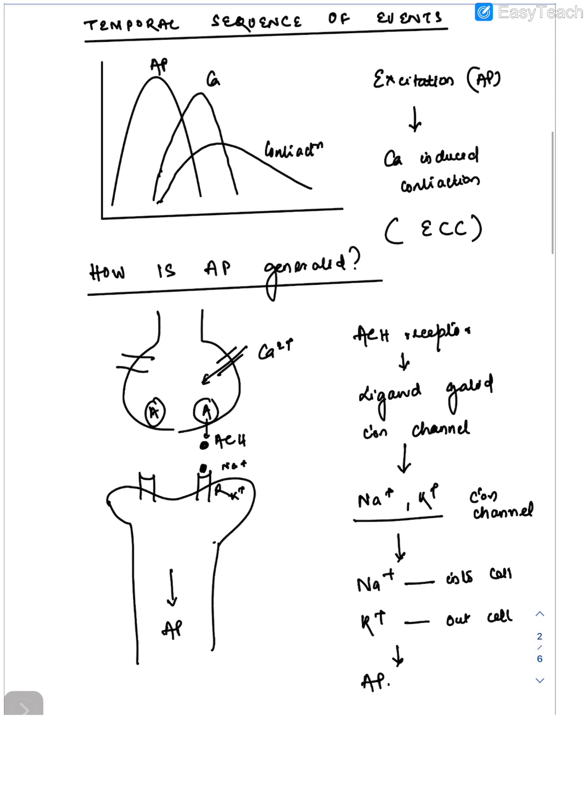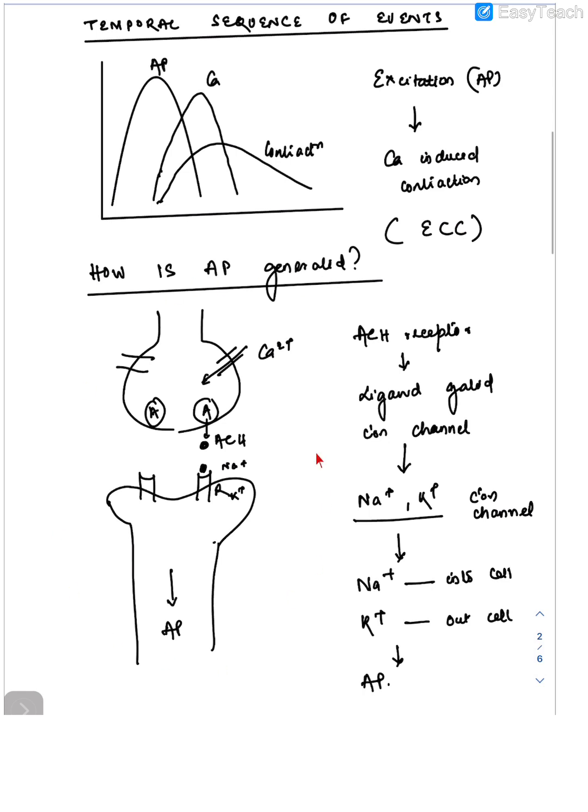So there is excitation via action potential. This causes calcium increase inside the cell, and this causes contraction. This is known as excitation-contraction coupling. Now, how is action potential generated?